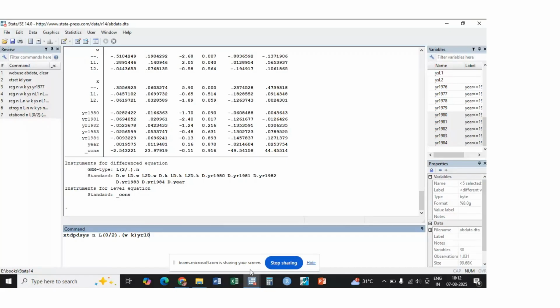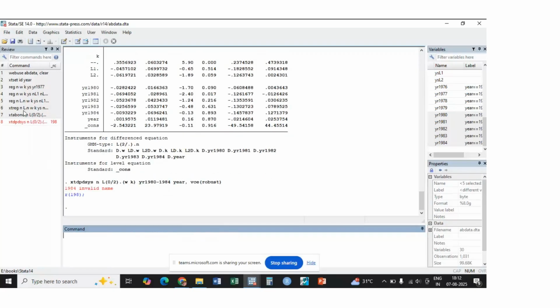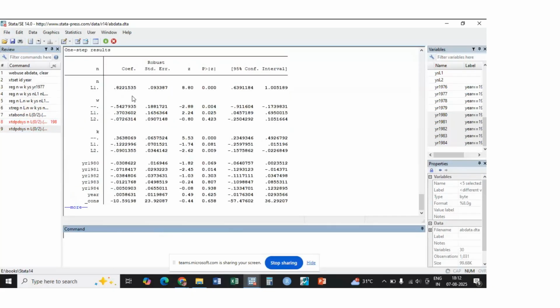Then use the year dummies, year 1980, 1981, 1982. Add the year variable also for us. Robust. Run this model. Now you see what happened to your estimates. Has it increased?